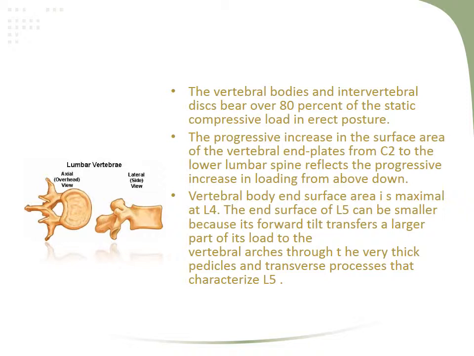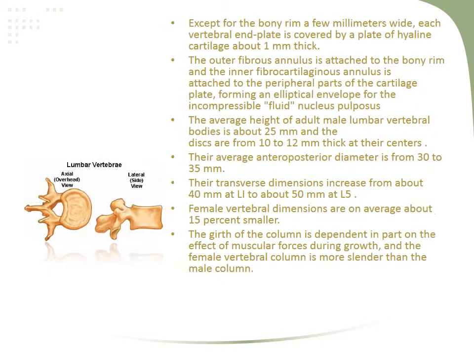The end surface of L5 can be smaller because its forward tilt transfers a larger part of its load to the vertebral arches through the very thick pedicles and transverse processes that characterize L5. Except for the bony rim a few millimeters wide, each vertebral end plate is covered by a plate of hyaline cartilage about 1 millimeter thick. The outer fibrous annulus is attached to the bony rim and the inner fibrocartilaginous annulus is attached to the peripheral parts of the cartilage plate, forming an elliptical envelope for the incompressible fluid nucleus pulposus.